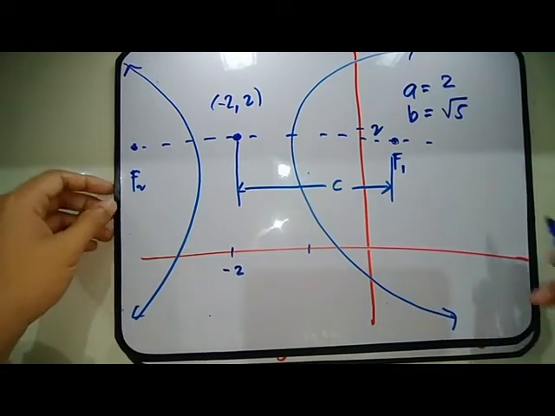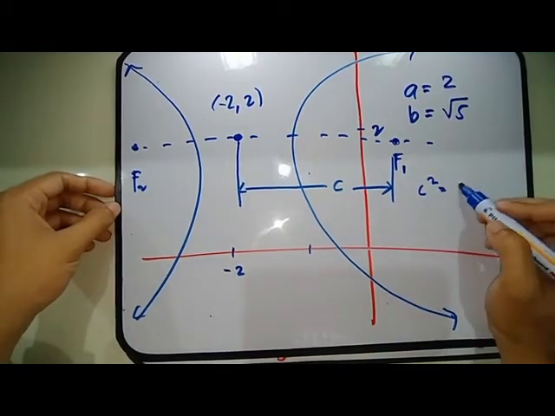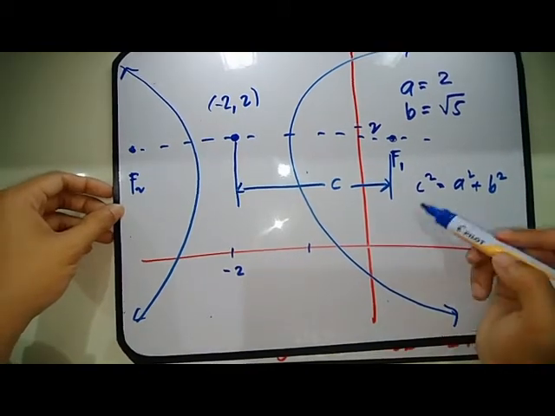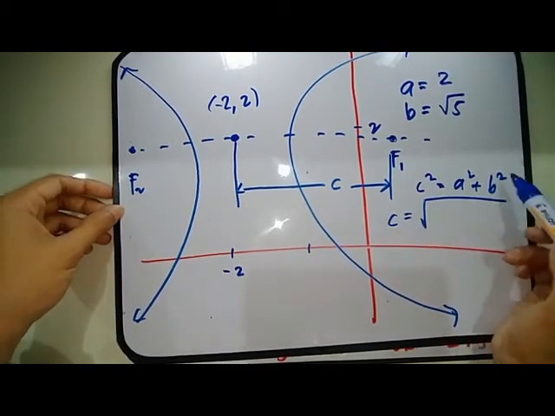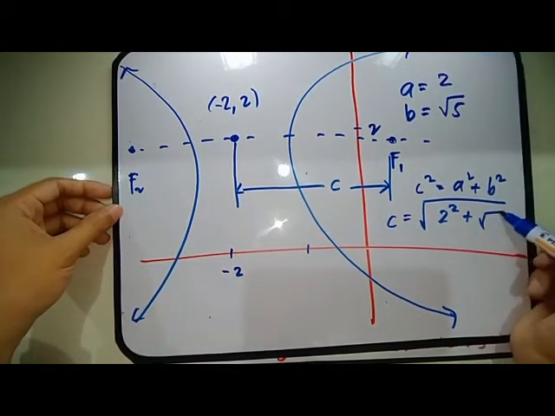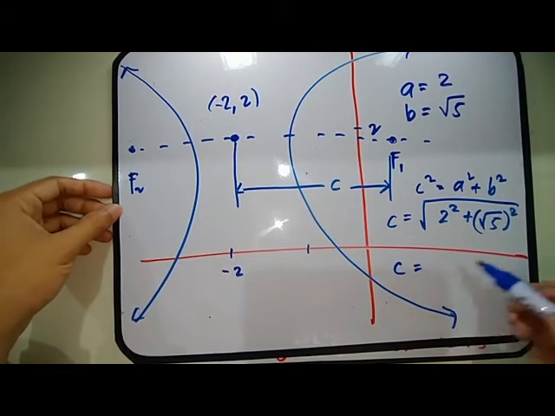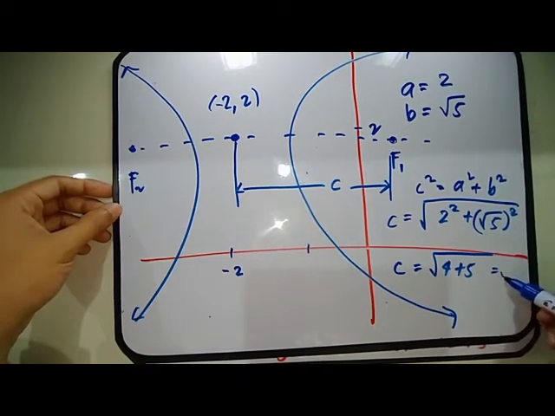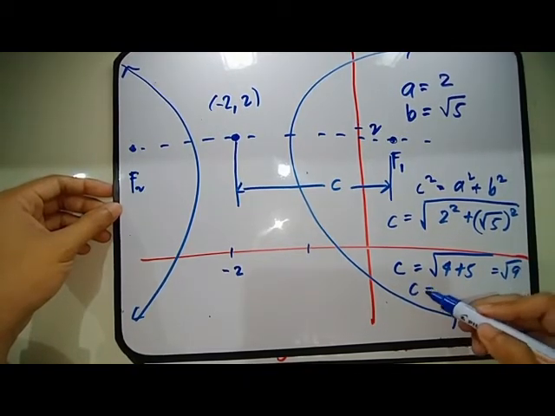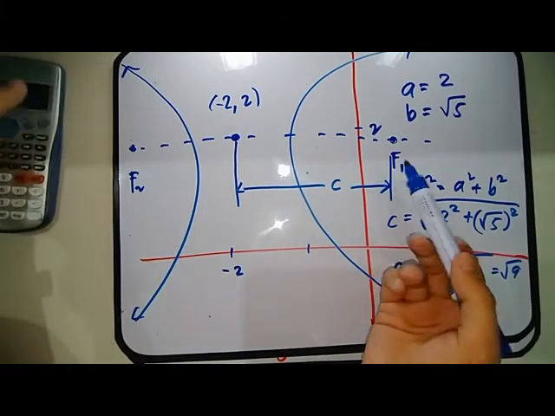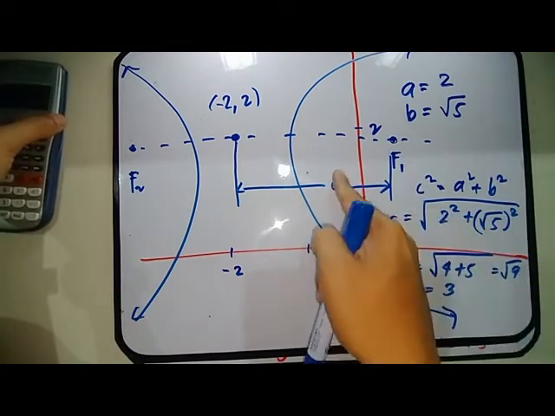Then yung relationship natin guys is C squared equals, you have A squared plus B squared, Pythagorean theorem. So C equals the square root of A squared natin, so 2 squared plus the square root of 5 squared. So that is C equals the square root of 4 plus 5, so square root of 9. So that is 3 units. So plus minus 3. So this is 3 units from the center to the focus. So this is 3.